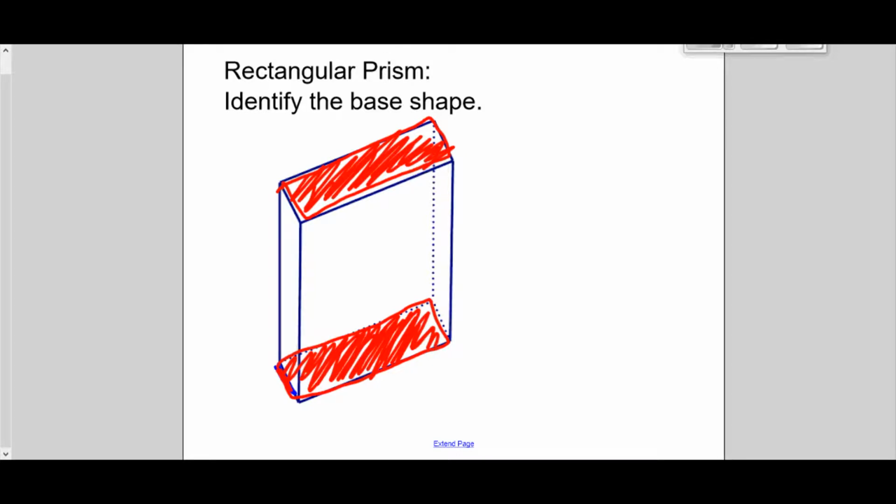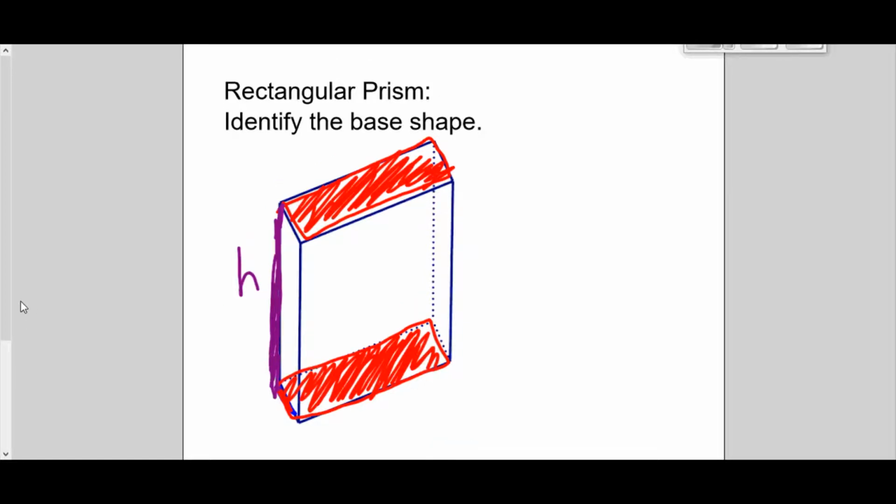And then your height is still the distance between your two bases. So how much space or how much stuff could I fit in between the two bases? This is what shipping companies look at: how much space can I fill in between the bottom of the box and the top of the box? That's what they call the height.